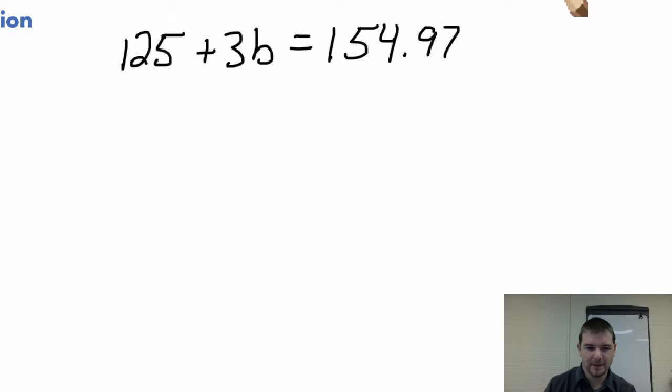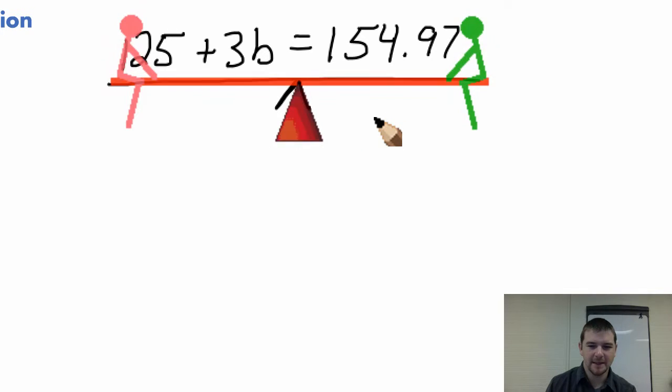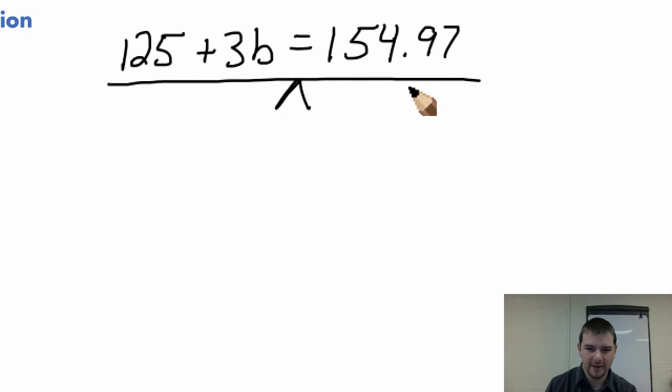For us in this problem, it's just been reduced to algebra, and we're isolating the variable b, or trying to solve for b. So what we have is an equation, and we have two sides of the equation that are equal. That's represented by the equal sign. Often, I'll use the analogy of a scale or a teeter-totter. In this case, the teeter-totter is balanced. We have 154.97 having the same value, or mass in this case, as 125 plus 3b.